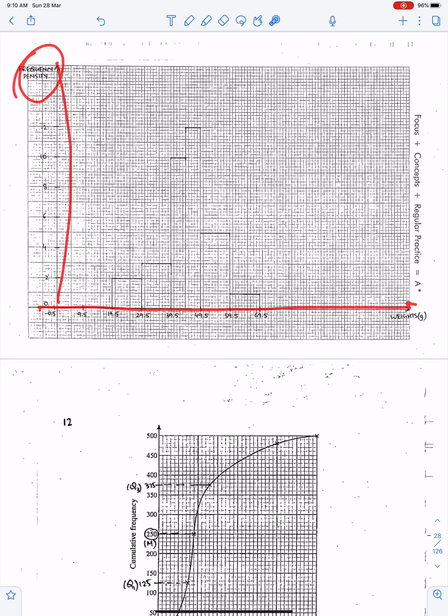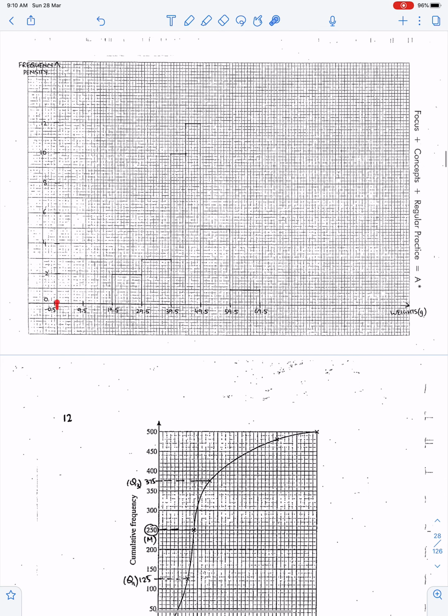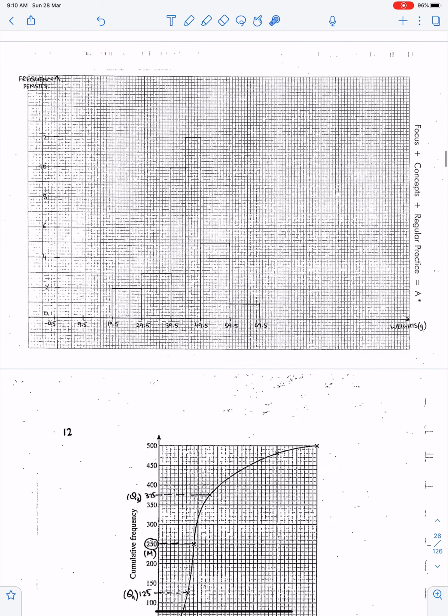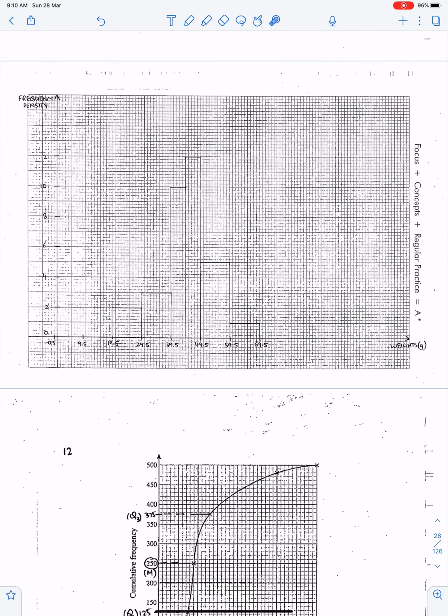Frequency density, weights in grams, you must write the unit as well, and this is the first bar, second bar, third bar, fourth bar, fifth bar. This horizontal scale is starting from 0.5, negative 0.5. This student took negative 0.5 here, or you can use 0 to 20. Let me correct this. This should be 0 to 20.